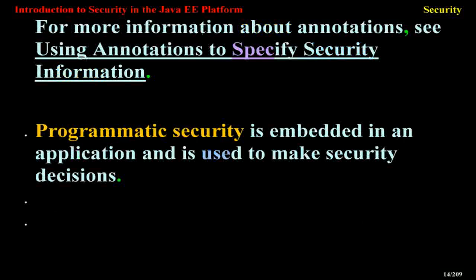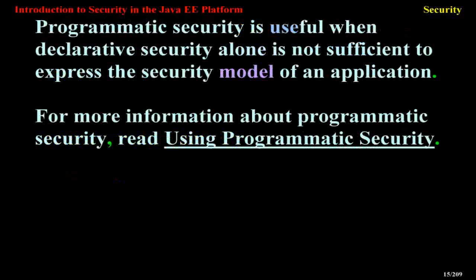Programmatic security is embedded in an application and is used to make security decisions. Programmatic security is useful when declarative security alone is not sufficient to express the security model of an application. For more information about programmatic security, read Using Programmatic Security.